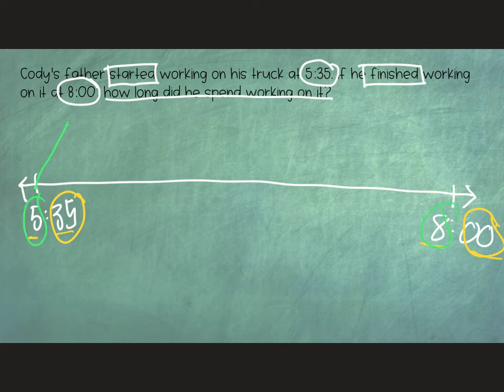So I go from 5:35. If I jump 1 hour, it's 6:35. If I jump another hour, it's 7:35, right? And then I can't jump another hour because that would be 8:35. So I jump 2 full hours.